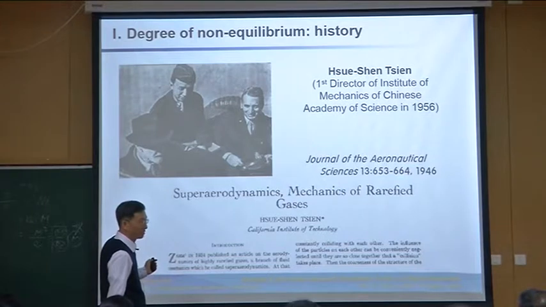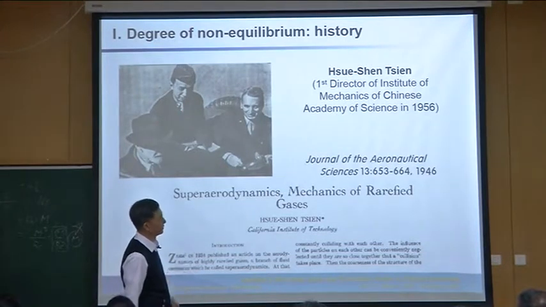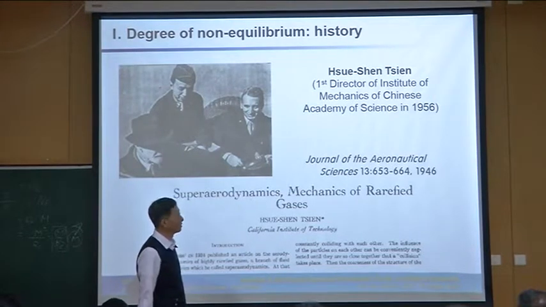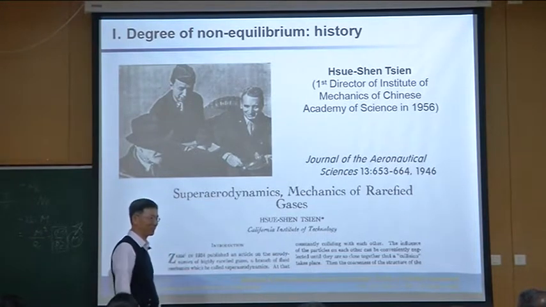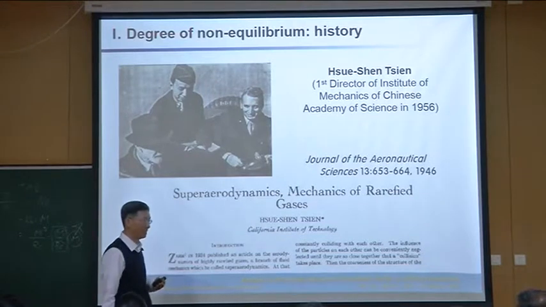Yeah. Ludwig Prandtl, the originator of the boundary layer. And this is von Karman, the father of aeronautics. And this is Tsien. He was the first director of the Institute of Mechanics of the Chinese Academy of Sciences in 1957, which has the biggest shock tunnel. It's 300 long. Yeah, last June I had a chance to look at it.